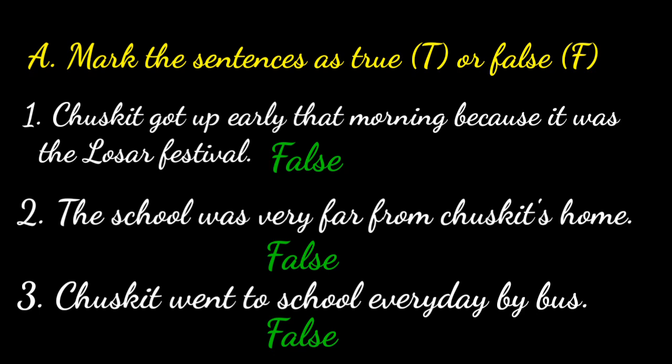Let's see the first one. Chuskit got up early that morning because it was the Losar festival? No, she woke up early that morning because it was the first day at school for Chuskit. So this sentence is false. Second one, the school was very far from Chuskit's home? No, it was not very far from Chuskit's home. So this sentence is also false.